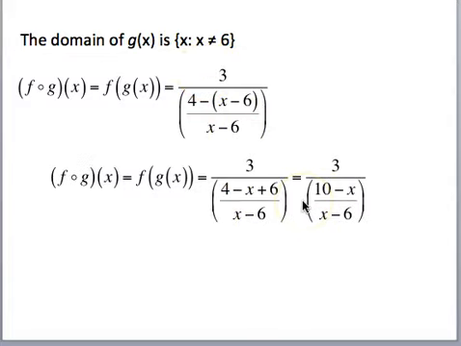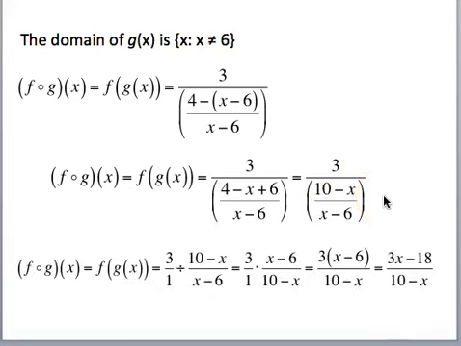How are we going to simplify that? 4 minus x minus minus x becomes plus 6. So 4 minus x plus 6 over x minus 6. 4 plus 6 is 10 minus x over x minus 6. How do we simplify this fraction? Remember, this means division. 3 divided by 10 minus x over x minus 6. 3 over 1 divided by 10 minus x over x minus 6.